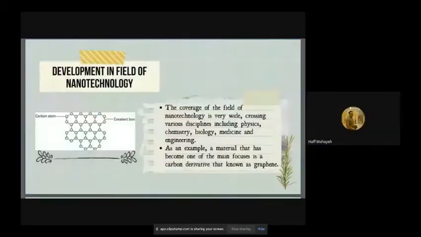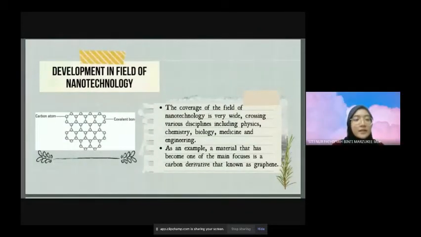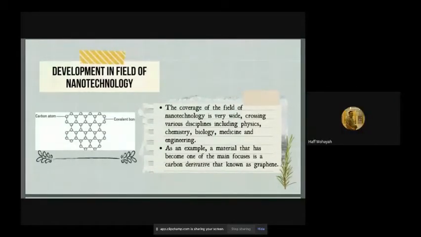Okay, now. Okay, the next one is the development in the field of nanotechnology. Fatia, I give you only 5 minutes.